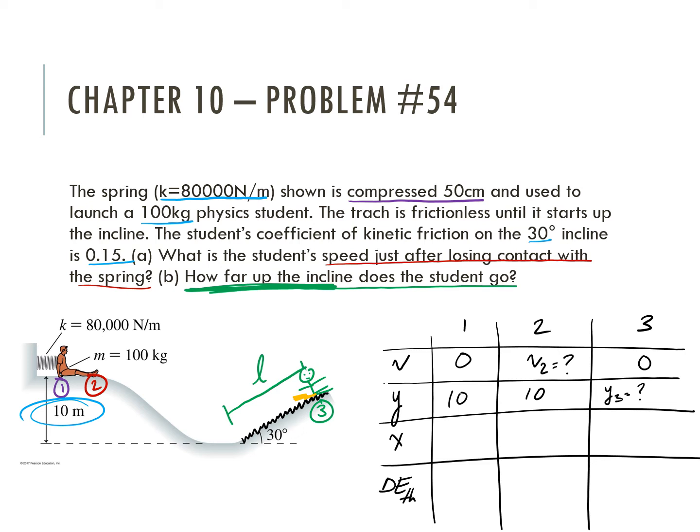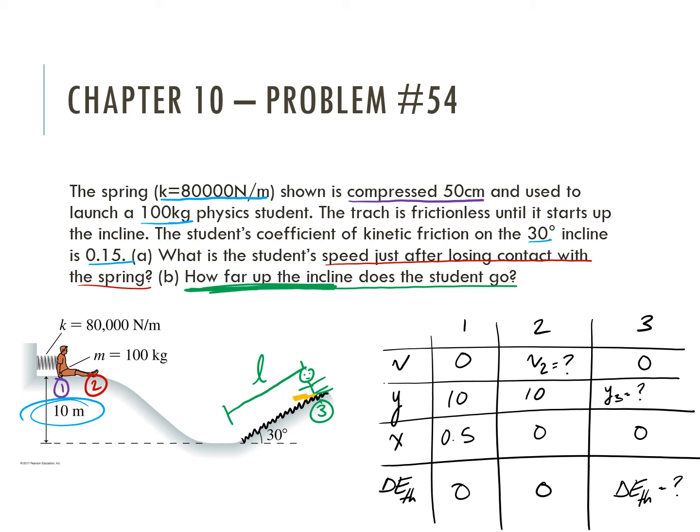For position 1, I know I'm compressing the spring ½ meter. For position 2, I'm no longer attached to the spring. And for position 3, I'm still not attached to the spring, so it doesn't matter. I, the student, whatever, is no longer attached to the spring. Boom. There is no friction until 3. So that means that my change in thermal energy for 1 and 2 is going to be 0. But I do have a value for 3. So this is going to be how we can go through and set up the question.